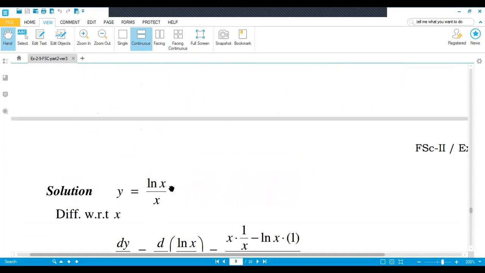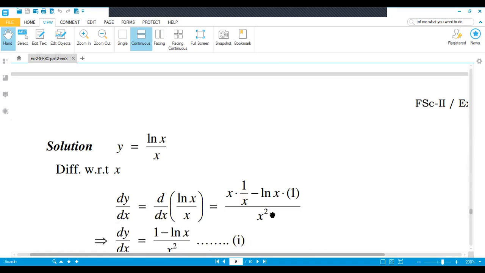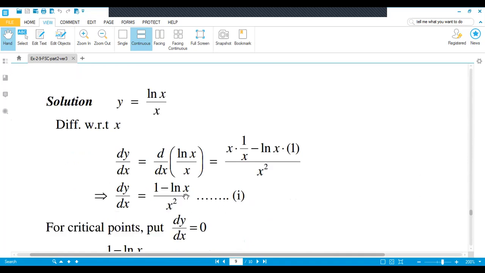So y is equal to natural log of x over x. So differentiate with respect to x. You know that it's given in the form of a fraction, so quotient rule: the denominator square, denominator times derivative of numerator, the derivative of natural log of x is 1 over x, minus numerator as it is, natural log of x, times derivative of denominator, the derivative of x is 1. So this x and this x cancel, so we get 1 minus natural log of x divided by x square.